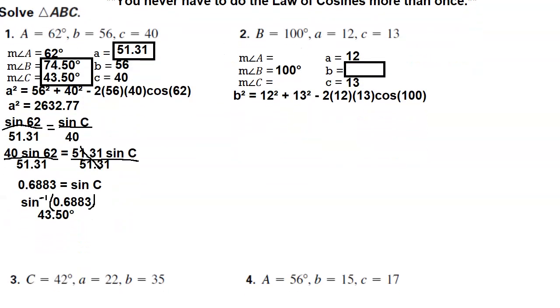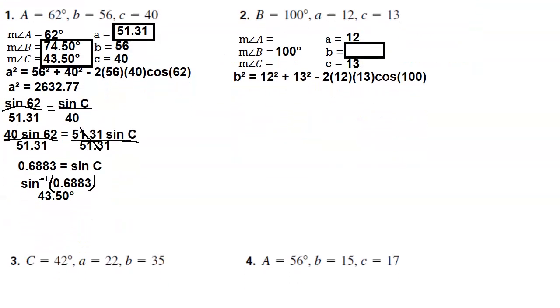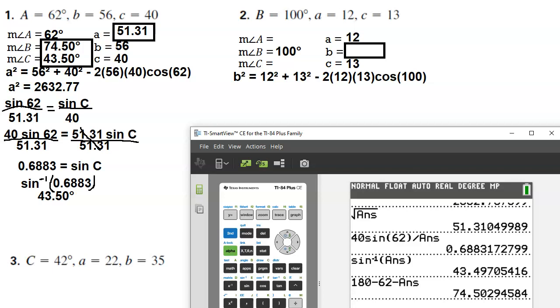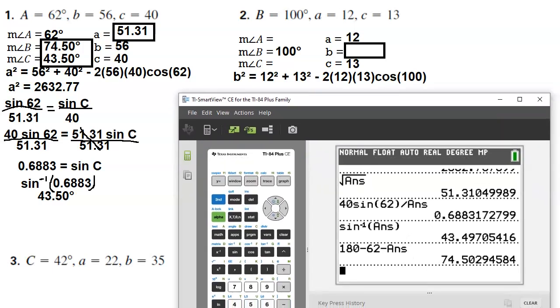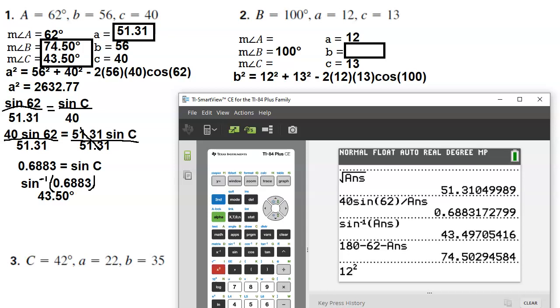All right, then I'm going to have to scroll up so I can show you. There you go. And then we're just going to punch it in. Now remember, the law of cosines looks worse than it is because the calculator will take care of everything for you.